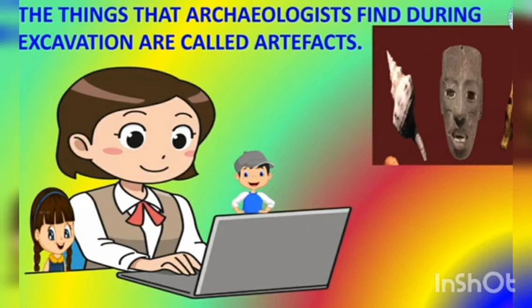Dear children, let us know that the things archaeologists find during excavations are called artifacts. Archaeologists can tell a lot about people who lived there by looking at their houses, clothes, bones, and other artifacts. What are artifacts? An object that is made by a person is known as an artifact. If you dig the ground near your house, what will you get? Some artifacts.